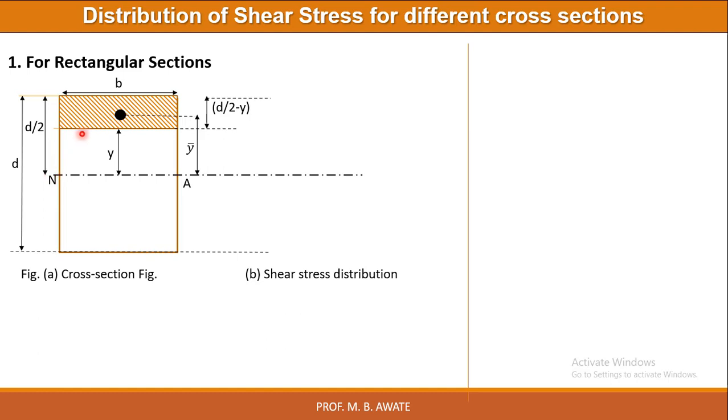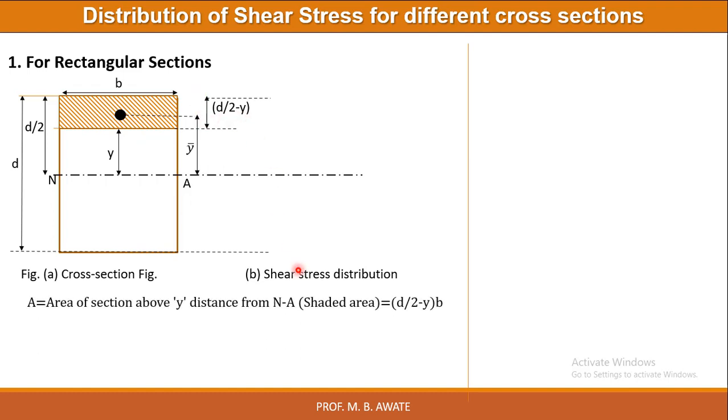So here we have considered a layer Y, a layer which is at a distance y from the neutral axis, and above that layer we have considered an area A which is shown by the shaded region, and this is nothing but the distance y bar, which is the distance of CG of the shaded area from the neutral axis. So distance of CG of the shaded area from the neutral axis has been shown by the distance y bar, and the remaining distance is d by 2 minus y, which is the distance of the layer y from the top of the section, d by 2 minus y.